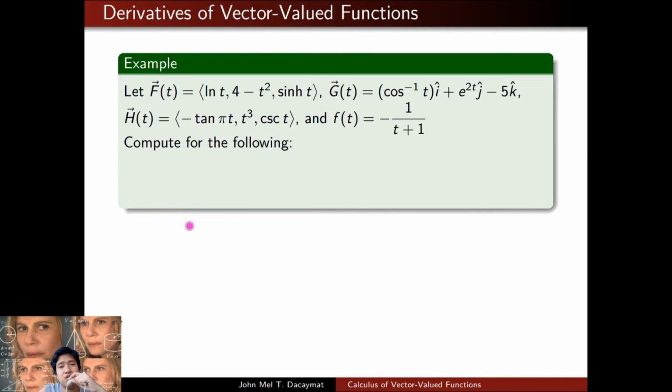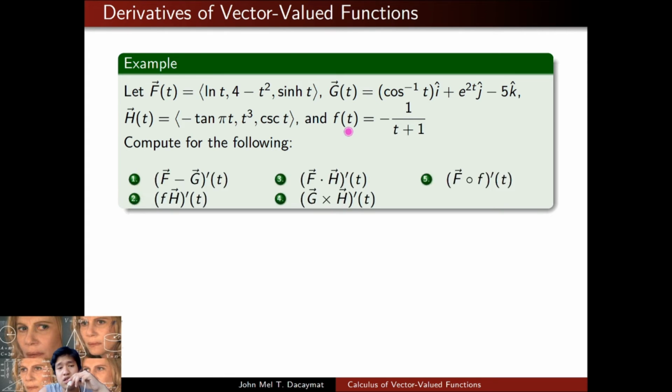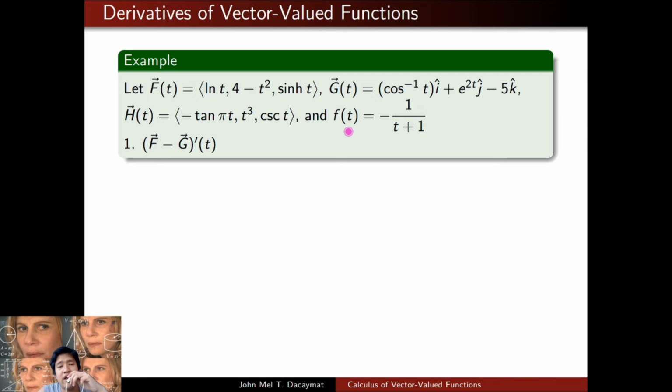Okay, let's try this using some examples. I have three vector valued functions F, G, and H, and I have small f, which is a real function. So let's compute the following. First, let's compute (F minus G) prime of t. We said this is the formula: the derivative of F minus the derivative of G. We can compute it outright.